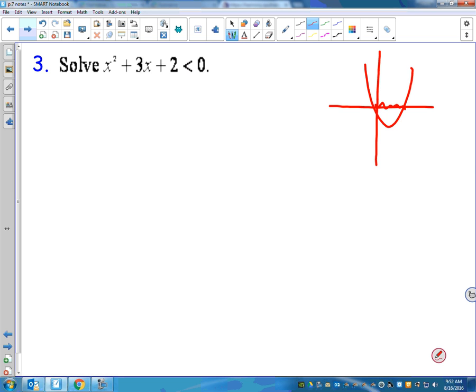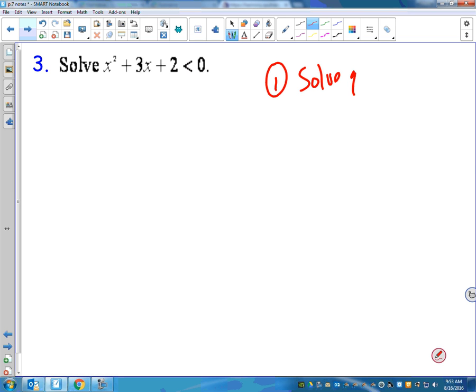So, when you do these, step 1 is you're just going to solve the quadratic equation. Kind of forget about the inequality sign. And then step 2, you're going to have to figure out where you shade, which means you're going to have to write "check picture" rules.